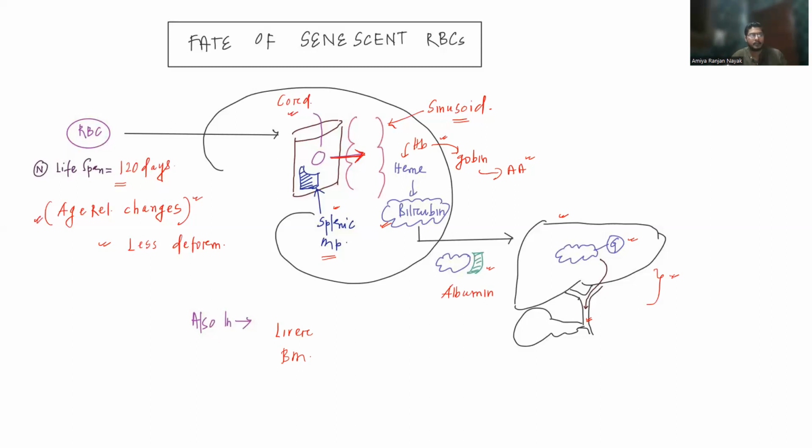So after 120 days, there will be age-related changes, and that's why the RBCs cannot negotiate from the cords of Billroth to the sinusoids. The splenic macrophages will identify this and cause damage to the RBCs. The hemoglobin inside the RBCs will be converted to heme and globin. Globin will be dissociated into amino acids, which will go into the blood, and the heme components will be converted to bilirubin. This bilirubin, by binding to albumin, will go to the liver. Inside the liver, the albumin will be dissociated, and this bilirubin will be conjugated, and this conjugated bilirubin will go into the bile, or biliary system.